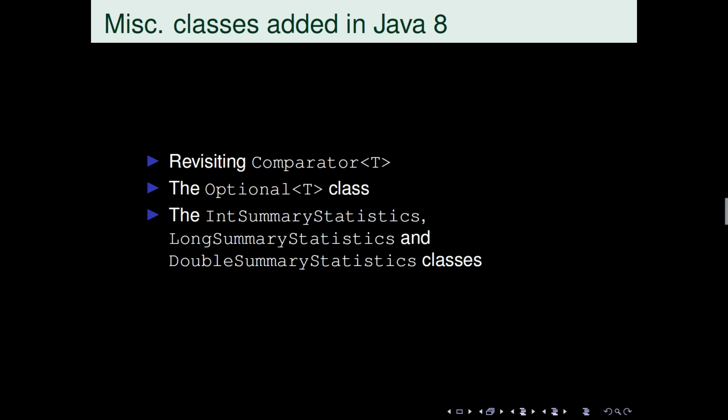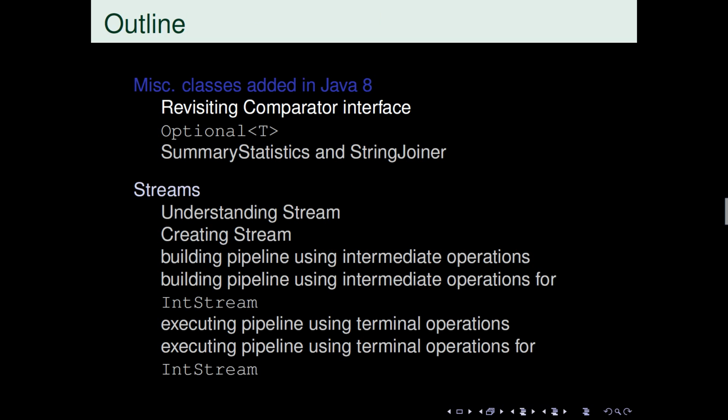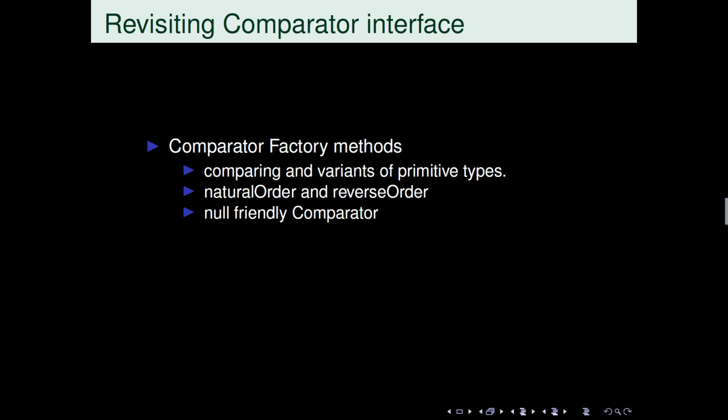Okay, so starting with comparator. And then what we'll be looking at is the streams. When we want to understand streams, that's a main topic. Comparator factory methods. So mainly there are three things here. Let me start with what are the methods of comparator.